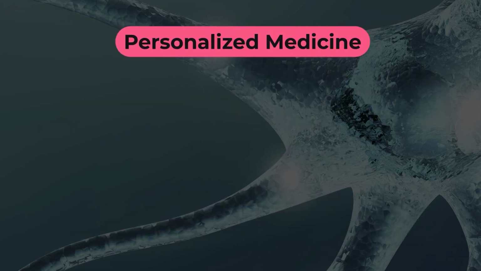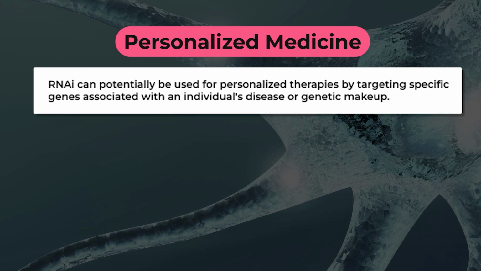Next is personalized medicine. RNA interference can potentially be used for personalized therapies by targeting specific genes associated with the individual's disease or genetic makeup. Personalized medicine means a therapy for a particular disease for an individual, or maybe for a group of people, a genetic pool. This can be done by targeting a specific gene which is responsible for the disease and which is very much present in the group of people.